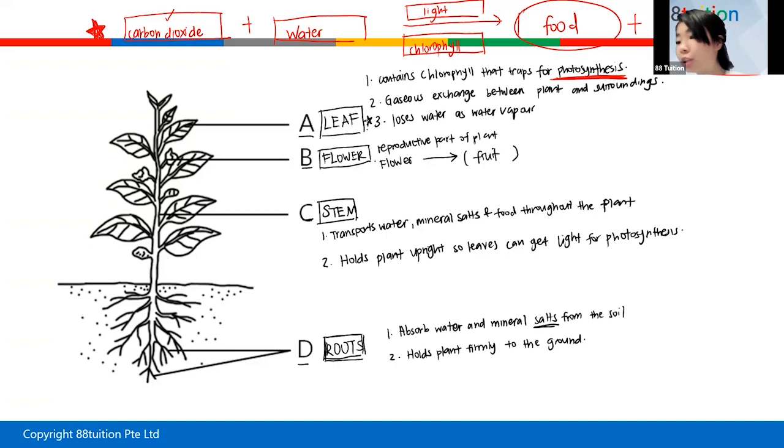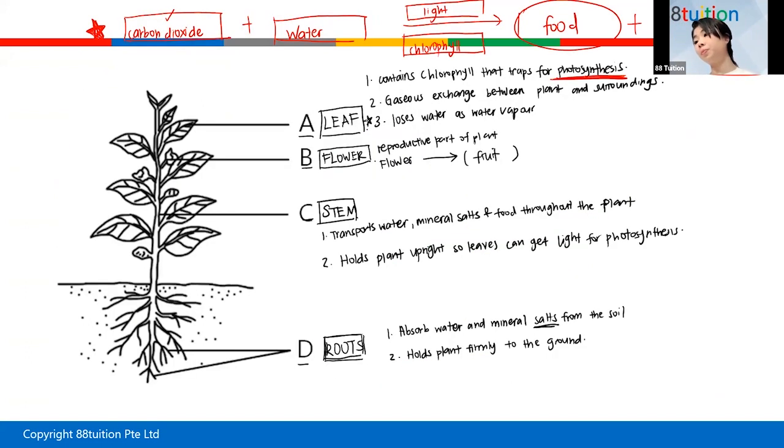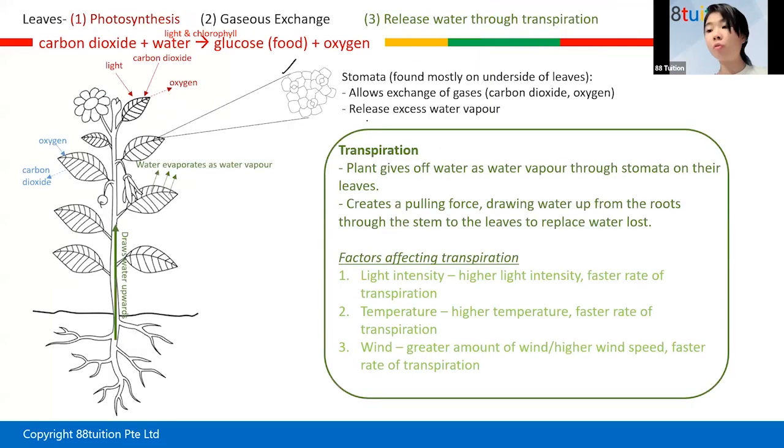Now, why do I say this is important? We will look at it in the next page. So in the next page, we are going to explore in greater detail the process of the plant losing water through its leaves. Now, the process of the plant losing water through its leaves, please learn this word today, is transpiration. The definition: plants give off water as water vapor through the stomata on their leaves.